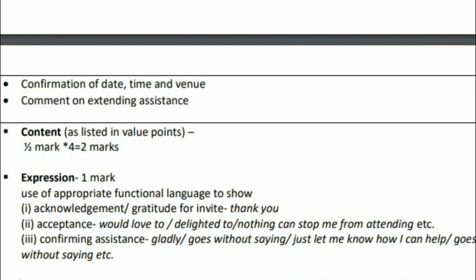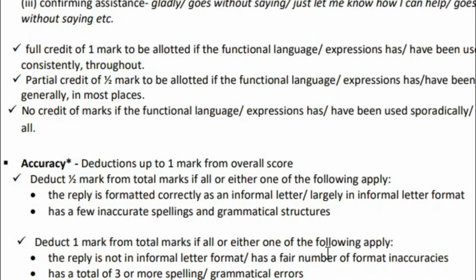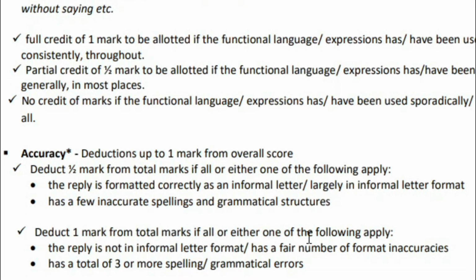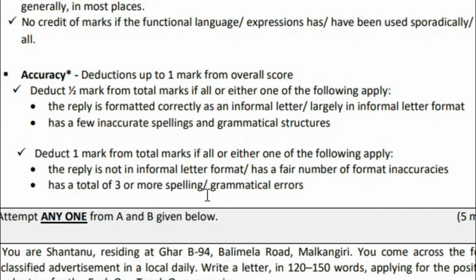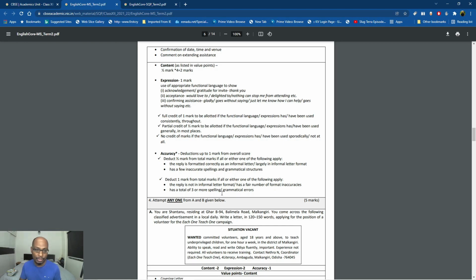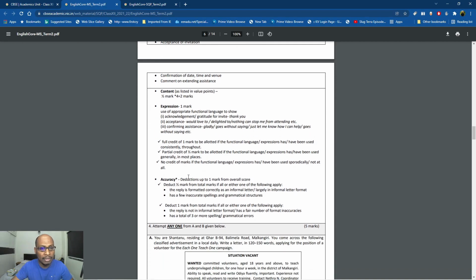That means if you write content properly, 2 marks, and if expression is correct, 1 mark. But in accuracy, if you don't write in a proper way, in the correct format, they are going to deduct marks. Then deduct 1 mark from total marks if all or either one of the following apply. The reply is not in informal letter format, has a fair number of format inaccuracies. That means if you mix too many formats, then they are going to deduct 1 mark. Has a total of 3 or more spelling or grammatical errors. So if you commit 3 or more grammatical errors or spelling mistakes, you are going to lose 1 mark. So you should know the exact format and you should write properly without committing mistakes. Then only you will get full marks for the short composition.